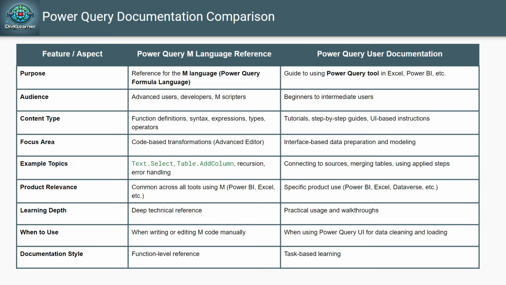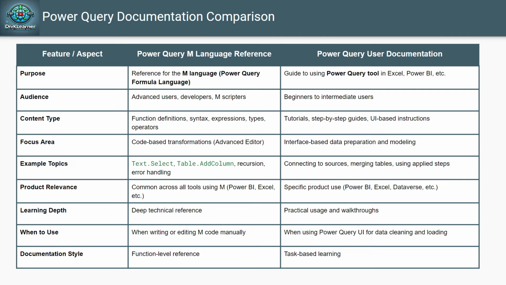Learning depth: Power Query is for basic or beginner to intermediate users. So it gives you practical usage. It gives you small walkthroughs. But because the M language part is for the programmers, it has to go through the deep technical references. When to use: Power Query is used for cleaning data and loading, whereas the M language is used for writing or editing M code manually.